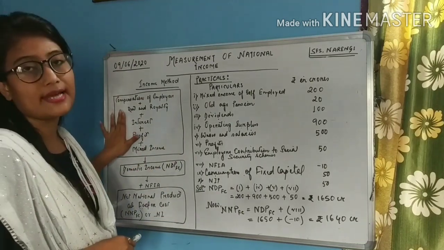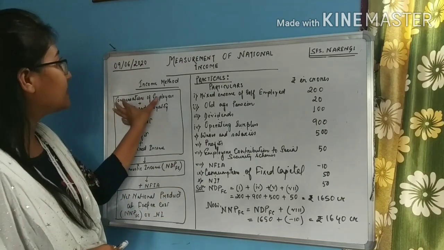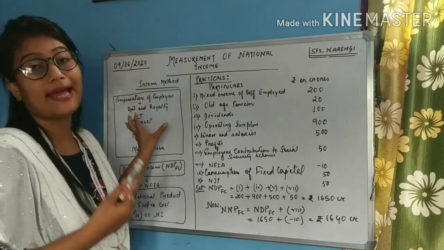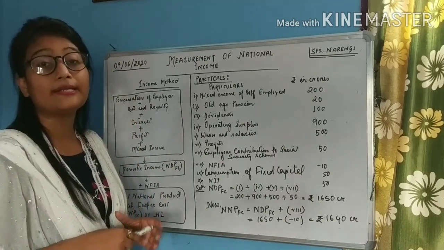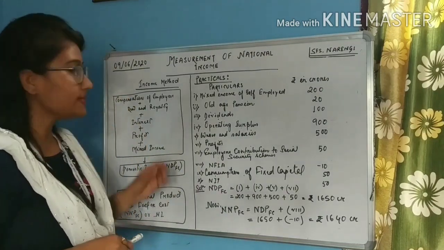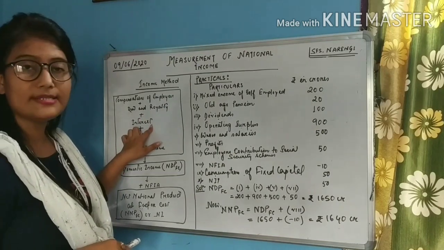So the first thing, as we all know, the various components have to be added. Compensation of the employees includes salary in cash, salary in kind, pension post-retirement, and the contribution made by the employers to the social security schemes. Then the second one is the rent and royalty. The third one is the interest.